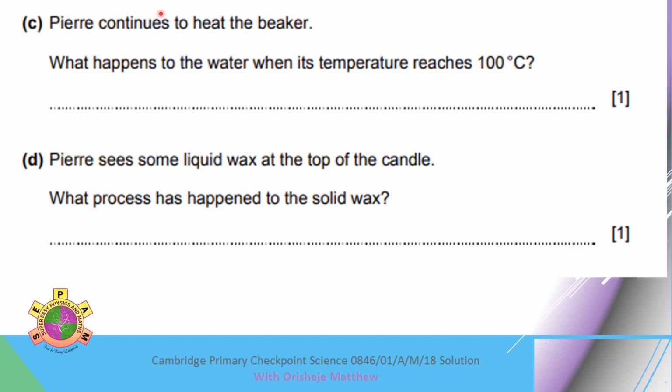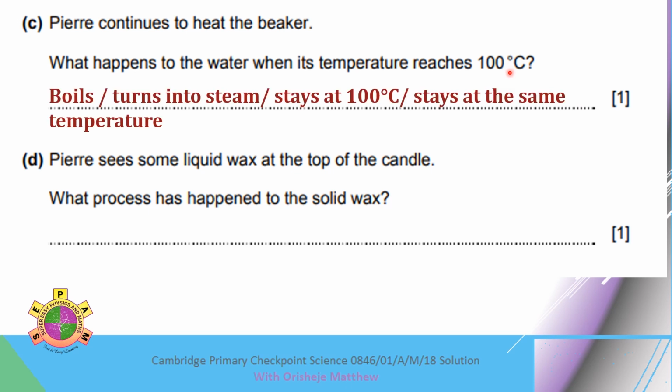Continue to heat the beaker. What happened to the water when the temperature reaches 100 degrees Celsius? The water boils, the water turns into steam, and the temperature stays at 100 for a long time. The temperature will not rise above that because the boiling point of water is 100 degrees Celsius.